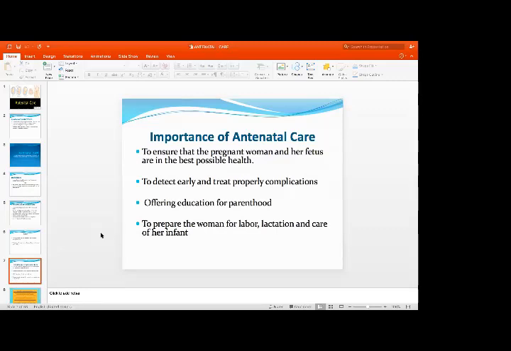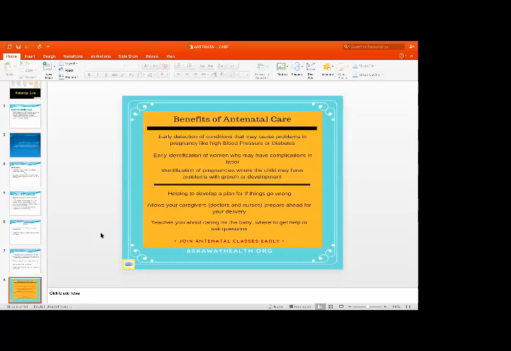These are the benefits. Same repetition of all those things that I've said earlier. Early detection of conditions that may cause problems in pregnancy, like high blood pressure, diabetes, or any other medical disorder. Early identification of women who may have complications in labor. Identification of pregnancies where the child may have problems with growth or development.